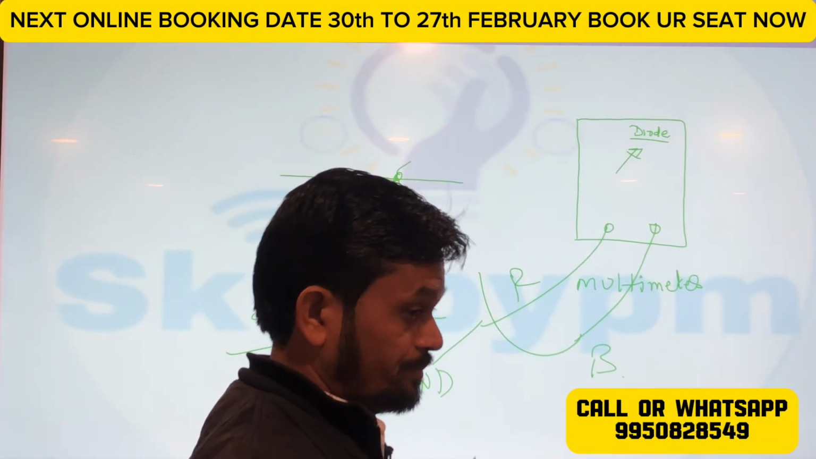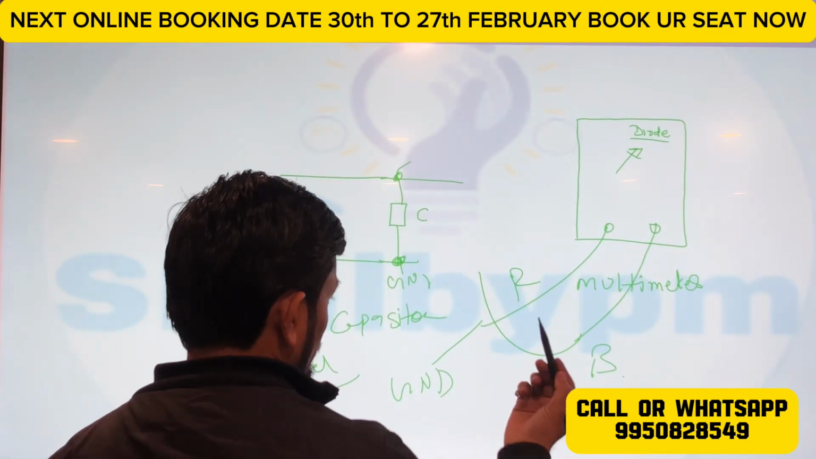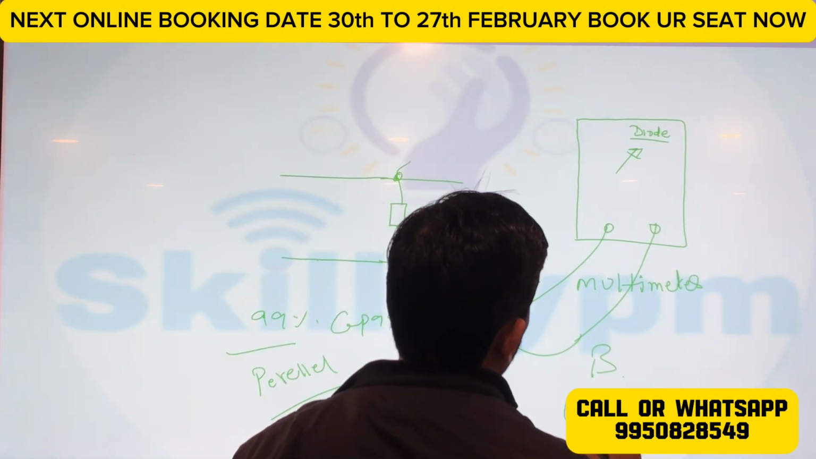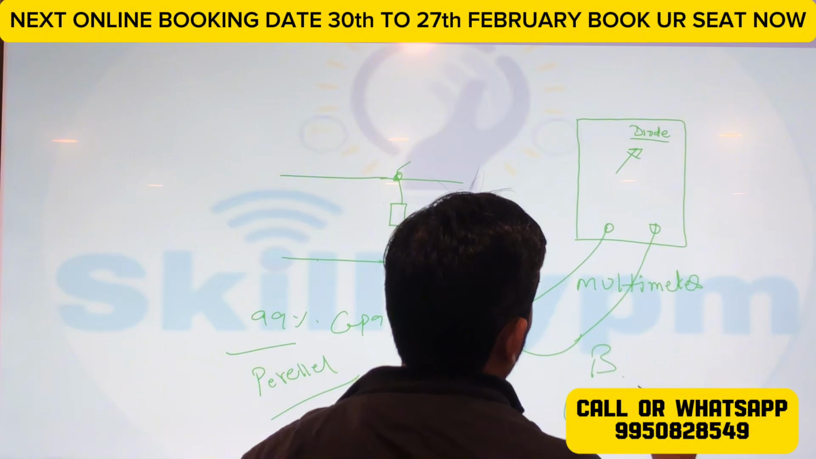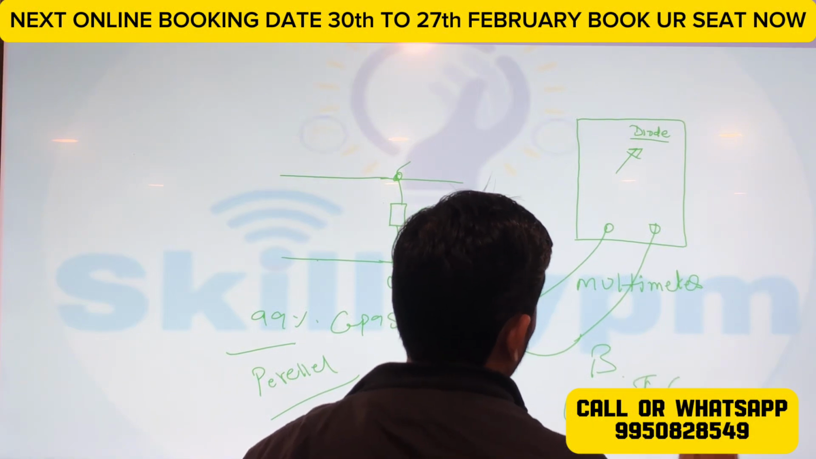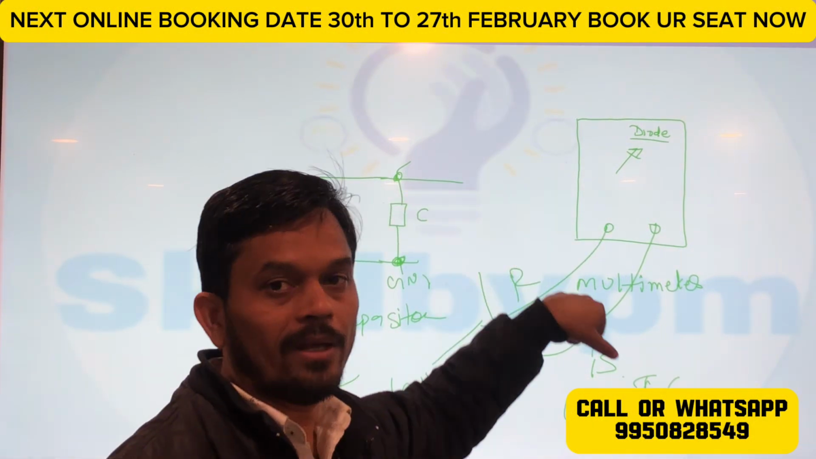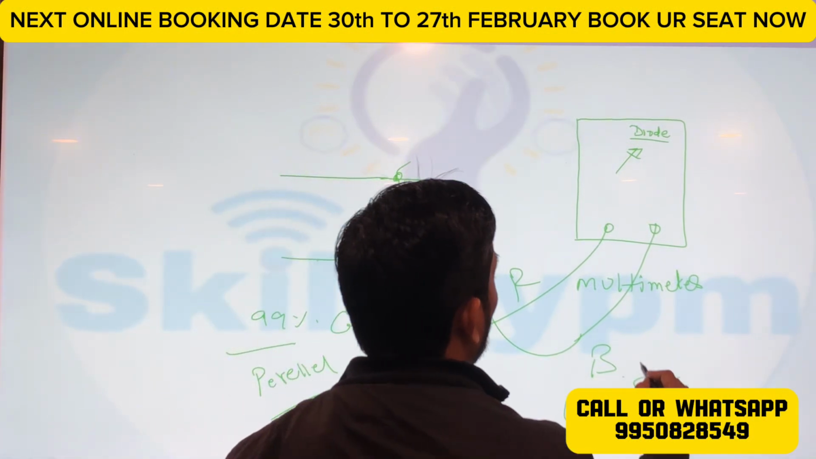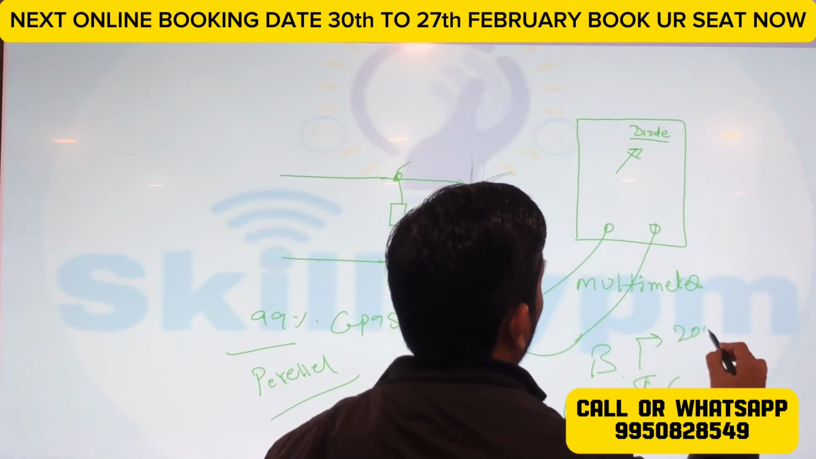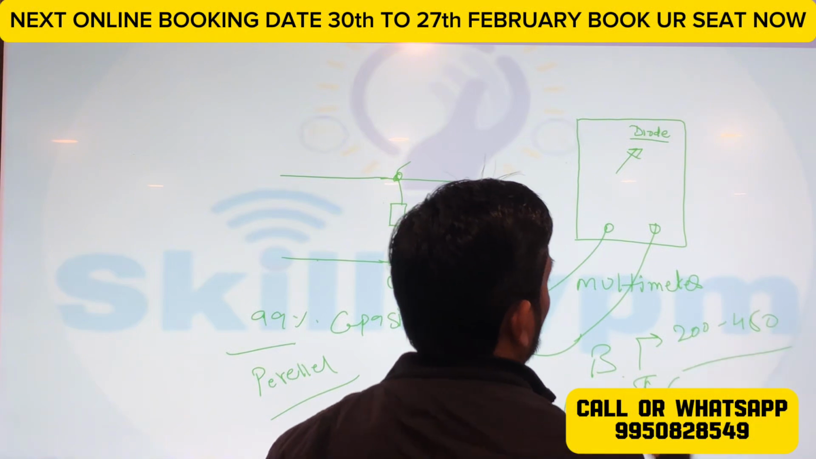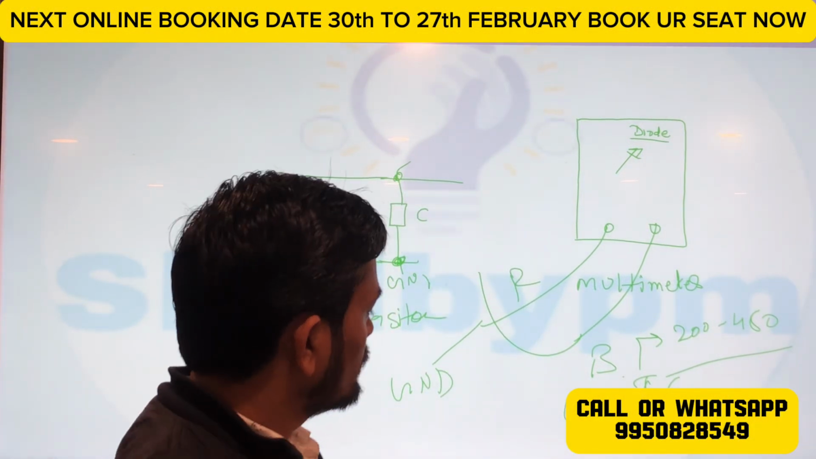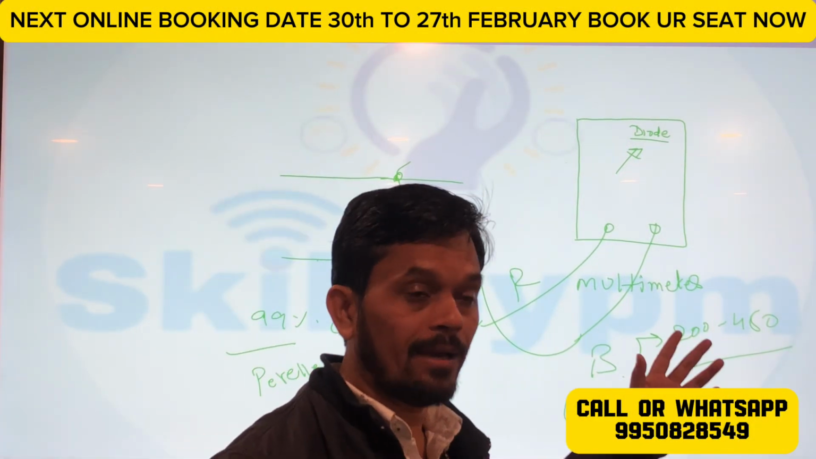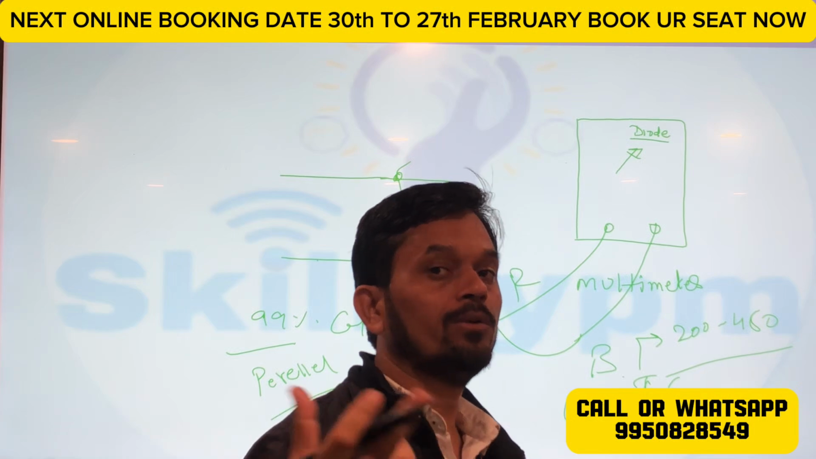And I tell you that GR comes from the IC. GR value comes from the IC and this GR value is almost 200 to 400 in any IC. It may be lower or higher. What is the reason? I will explain to you next class.